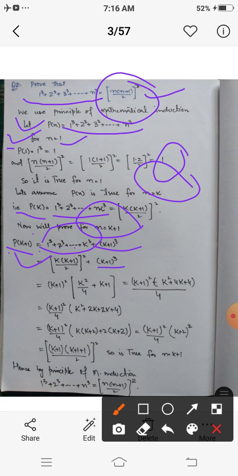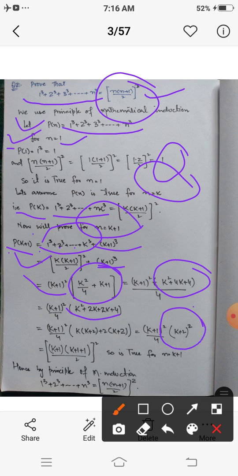Now here k plus 1 whole square is common. Taking k plus 1 whole square common, it is simply k square upon 4 plus k plus 1. That is k plus 1 whole square by cross multiplication. In this, it is simply k square plus 4k plus 4 upon 4. Now by splitting the middle term, here it is a quadratic equation. It is k square plus 4k plus 4, which is simply k plus 2 whole square.